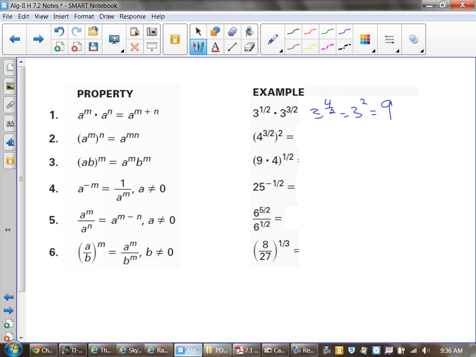When you have power to power, that is when you multiply. So you have 3/2 times 2. What do you get? Yeah, you get 3, so you get 4 to the third.